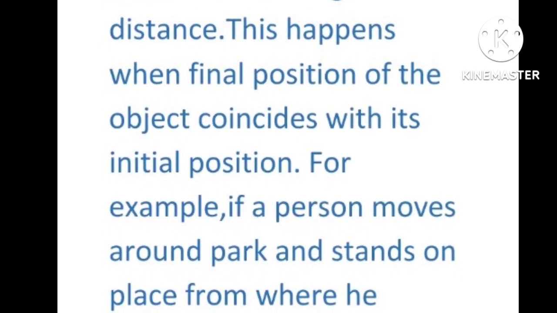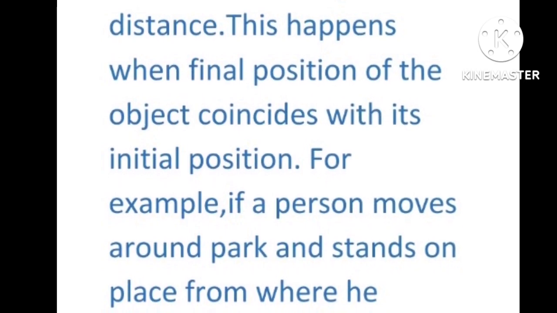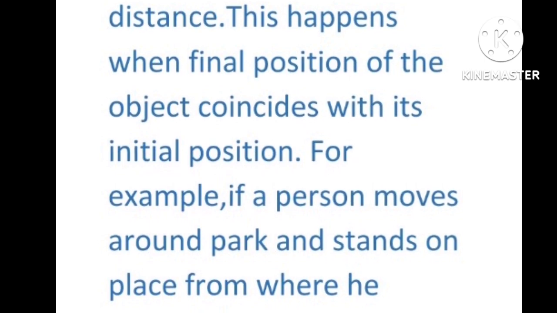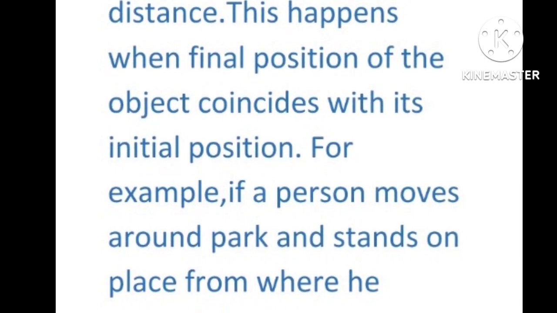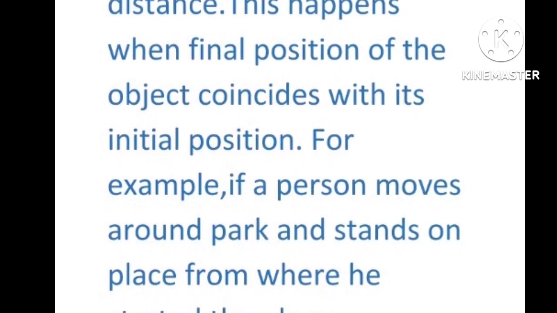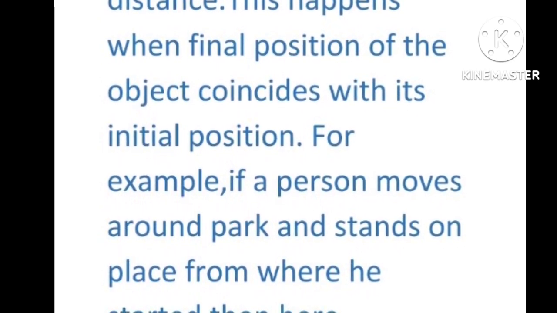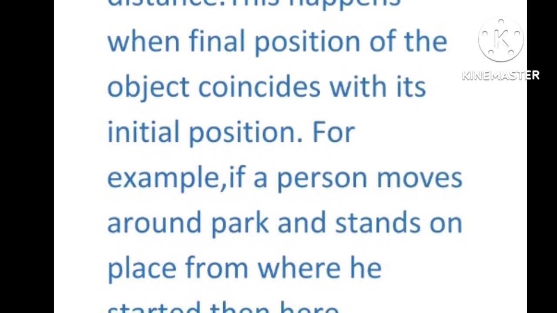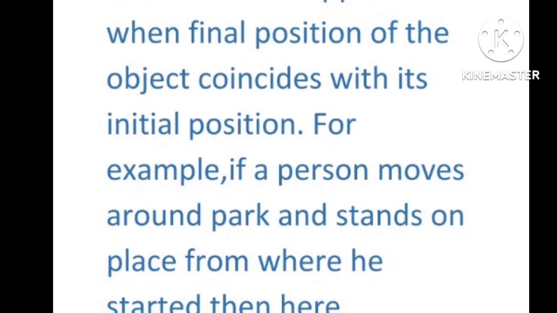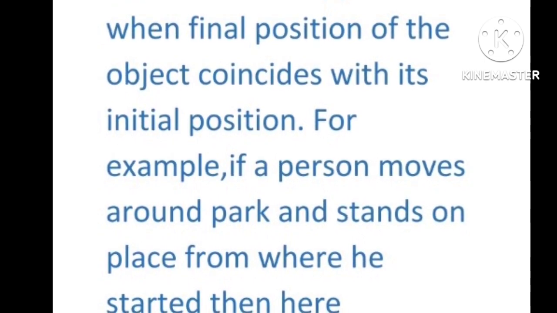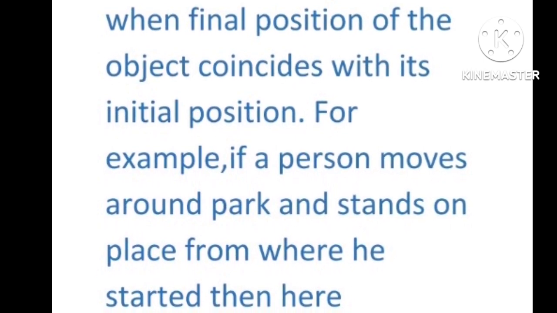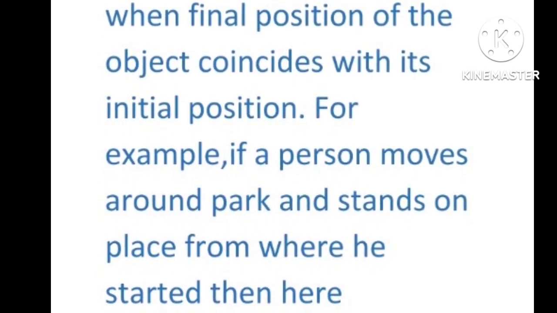Then what will be the distance in this case? We have studied that distance is the total path length covered by the object. So in this case, is it possible to have a zero distance? No, because the boy has moved 1 kilometer to reach the school and 1 kilometer back home also. So in total he is traveling 2 kilometers. So the distance is 2 kilometers, right?